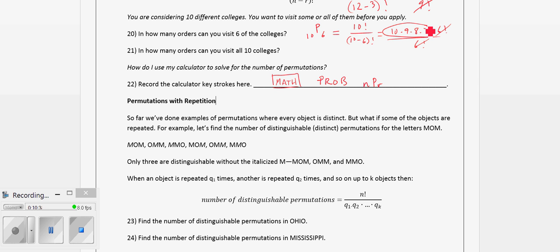Your calculator can do this for you. So if you go to the math menu, so hit the math button, you'll see the probability menu, and then inside the probability menu you'll see nPr. When you select that, it will allow you to put an n in and an r in, and you just hit enter, and it will calculate this for you, which is nice because that can take a while. It's quite a few keystrokes.